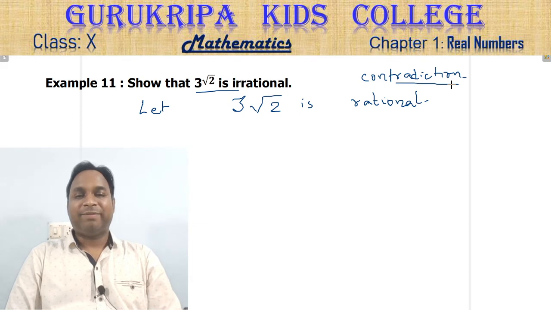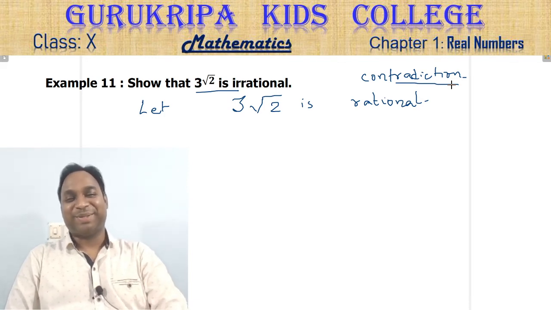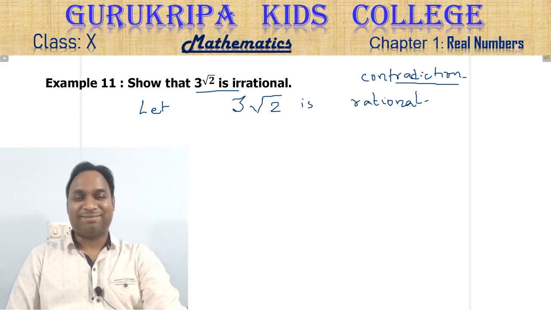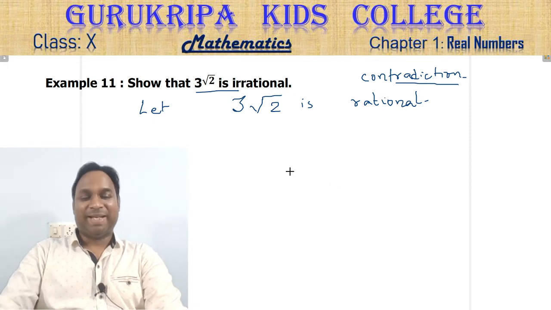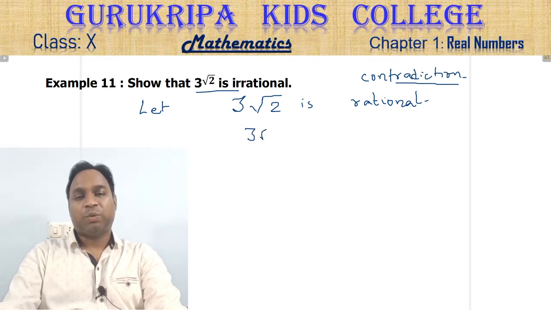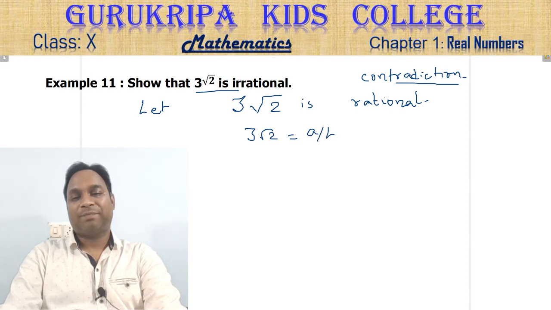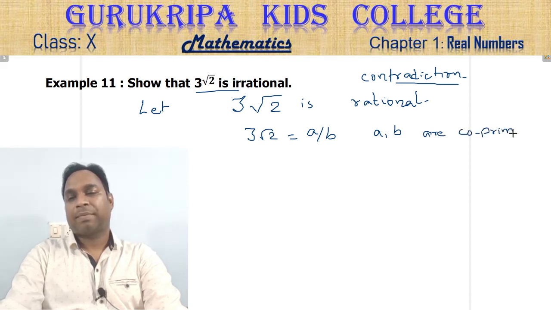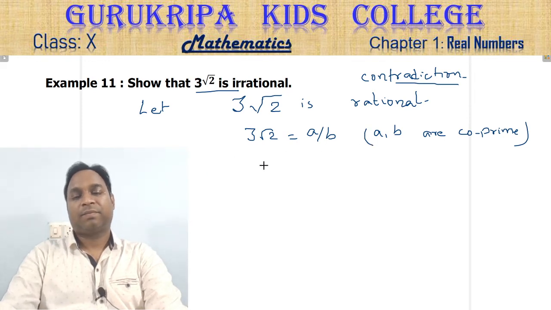Once the contradiction is arrived at, that means our assumption is wrong. Whatever we have assumed, calculation cannot be wrong, assumption can be wrong. So the assumption is wrong, and the number turns out to be irrational. So again we can write 3 into square root 2 equal to a divided by b, where a and b are integers and they are co-prime, isn't it? Now let square root 2 remain on the left hand side, let 3 go to the right hand side: a divided by 3b.